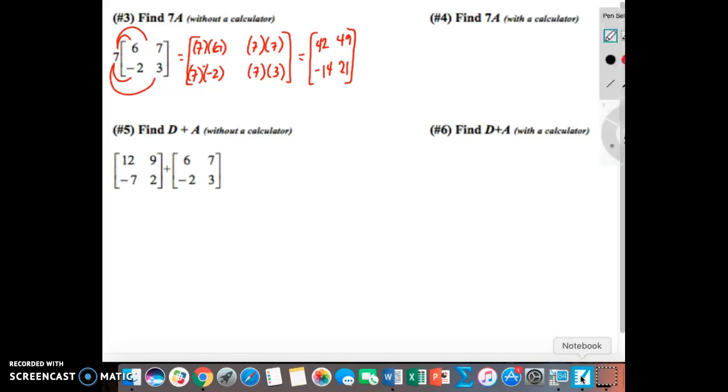When using a calculator, we ended up with 42, 49, -14, and 21. On a test, you can always use your calculator to check your work to make sure you did your work correctly. You will still need to show your work at some points throughout the test, but you will be able to use a calculator to check your work.